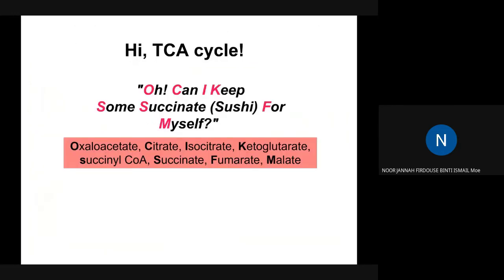Ini mnemonic untuk TCA cycle. Can I keep some succinate for myself? Jadi ini mungkin membantu awak untuk mengingat nama-nama substrat dalam Krebs cycle. Oh, can I keep some succinate for myself? Oxaloacetate, citrate, isocitrate, alpha-ketoglutarate, succinyl-CoA, succinate, fumarate, malate.